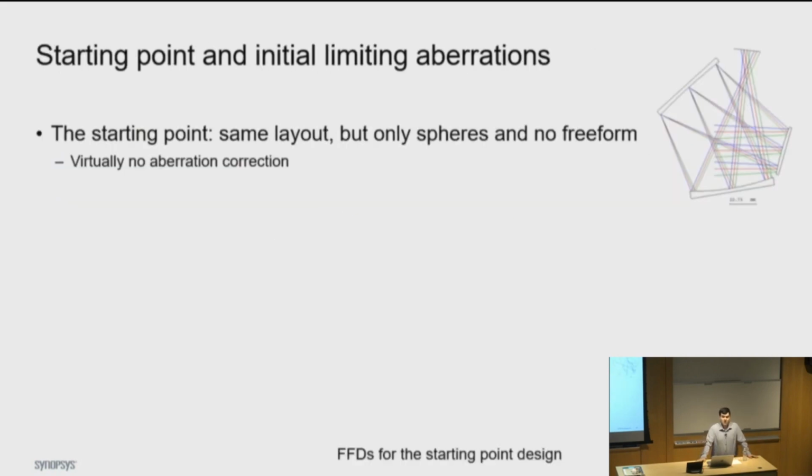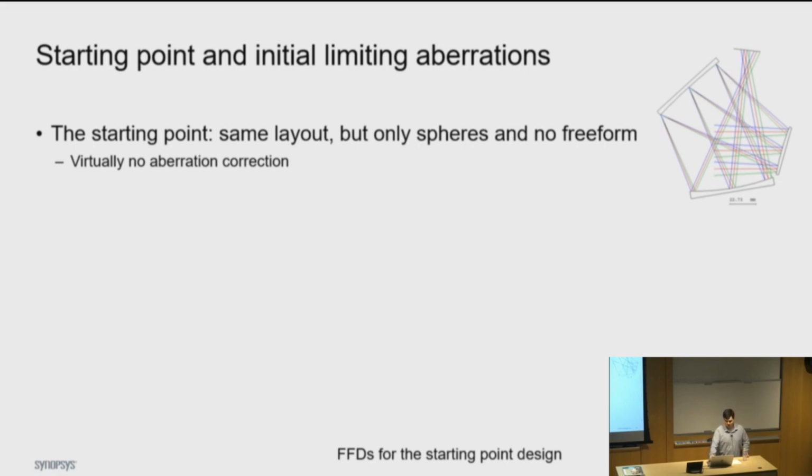Both designs use the same starting point. What we do is we basically take something that has the same layout and first-order properties of Pathfinder 1, but has no freeform and so virtually no aberration correction at all. If you can kind of see the rays, it's not showing up super clearly on this one, but they're really not coming to a focus up there. This thing is severely limited in its initial performance, and that's how we like it because we're going to be trying to correct those aberrations.